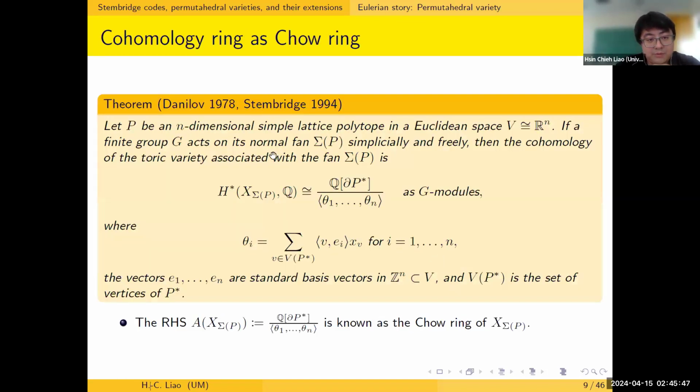Okay, so first we will identify the cohomology with the Chow ring using this theorem by Danilov and Stembridge. It says that if we have a polytope P, an n-dimensional simple lattice polytope in n-dimensional Euclidean space, and a finite group G acts on the normal fan simplicially and freely, then the cohomology of the toric variety associated to the normal fan of P is isomorphic to the Stanley-Reisner ring of the boundary of the dual of P, modded out by some linear forms, which are defined as the following. And they're isomorphic as G-modules when we have this G action. The right-hand side we usually denote as A(X_Σ_P). This is known as the Chow ring of this toric variety X_Σ_P.